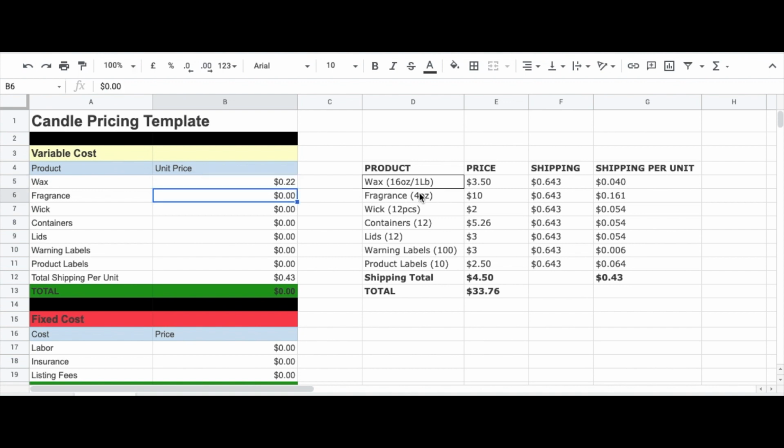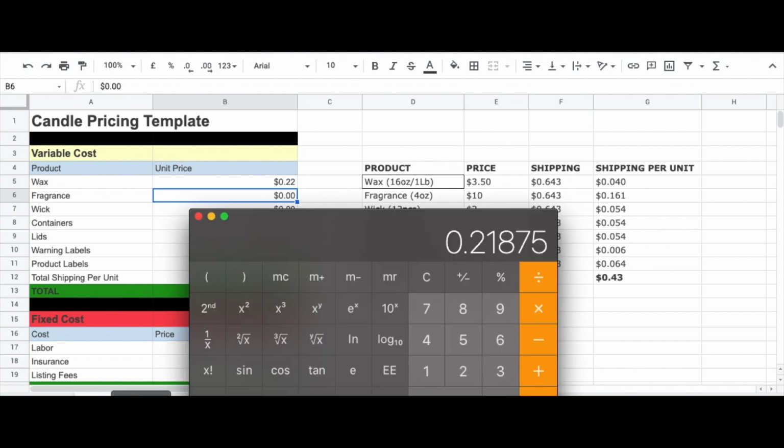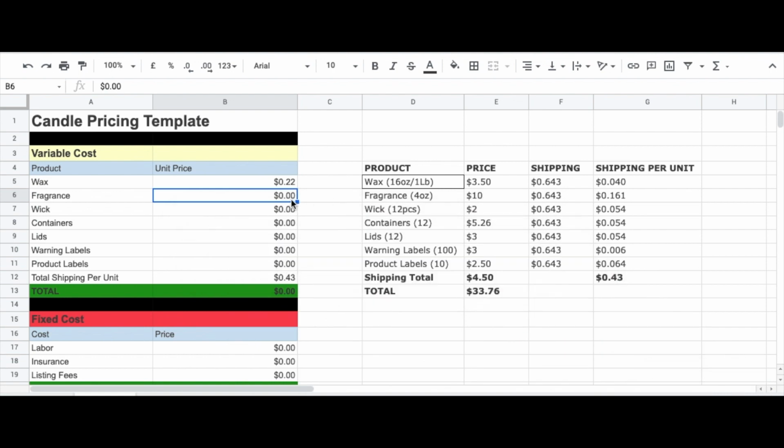And for fragrance, we bought 4 ounces of fragrance at $10. That means 1 ounce of fragrance would be 10 divided by 4, which is equal to 2.5. 1 ounce of fragrance would cost us 2.50.